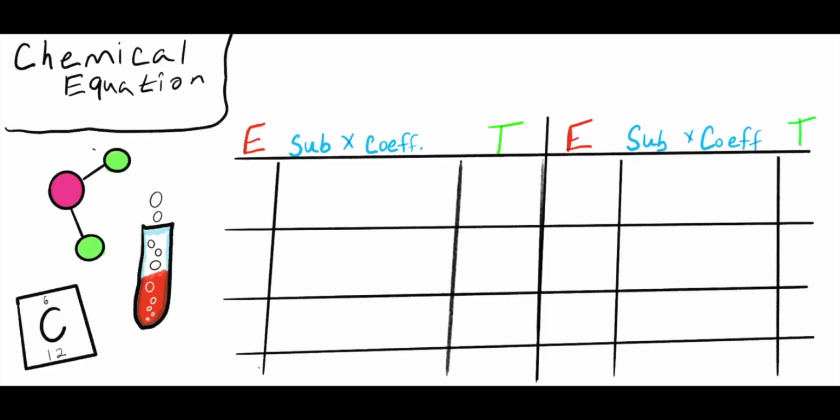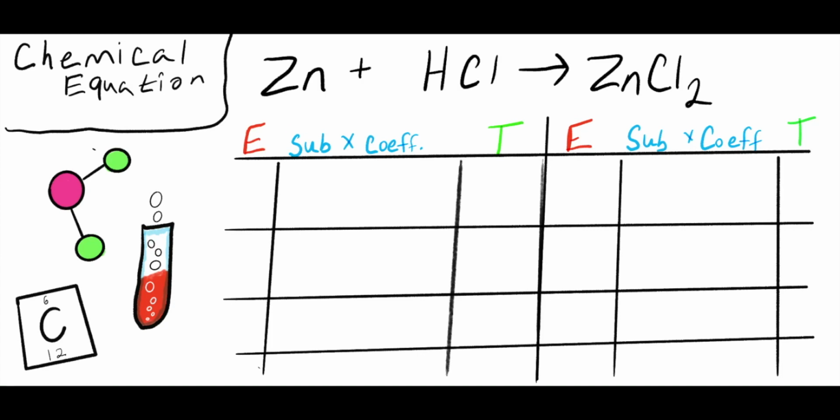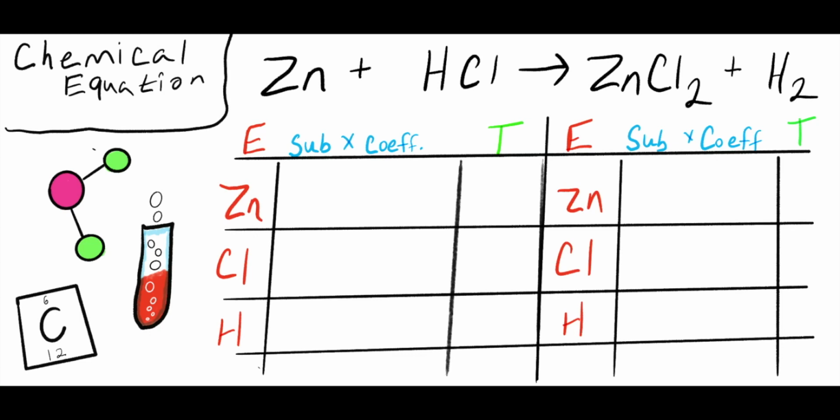Here's another example. Zinc plus hydrochloric acid yields zinc 2 chloride plus hydrogen. My first step is to write down all my elements on both sides. Next, I'm going to find the total number of zinc atoms on both sides.